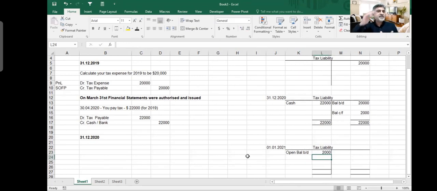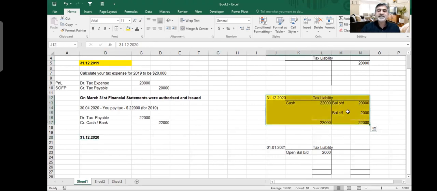So in 2021, when you make the trial balance, you would say, oh, that is $2,000 here on the credit side. Now this balance, because this was 2019 tax, when you prepare your 2020 financial statements, this is 31st December 2020. You can see that there is a closing balance of 2,000, which appears on the credit side, but this actually is a debit balance. Why do I call it a debit balance?